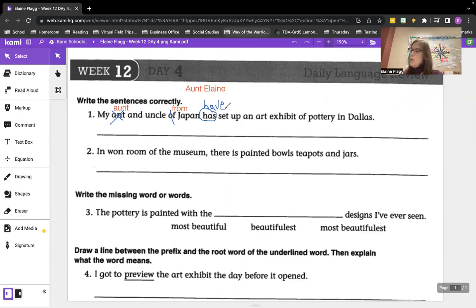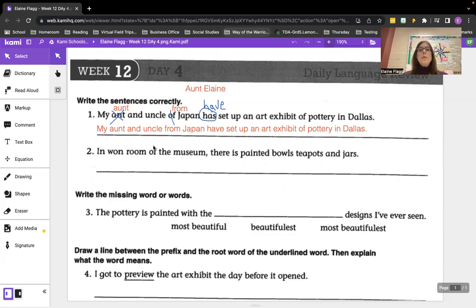So my aunt and uncle from Japan have set up an art exhibit of pottery in Dallas, and Dallas should be capitalized just as it is because it is the name of a city in Texas. So capital M in my, because it's the beginning of the sentence, aunt is not capitalized. Uncle is not capitalized, but Japan is because it's the official name of a country. Then have set up an art exhibit of pottery in, and then capital Dallas. Okay, those are the corrections for number 1.